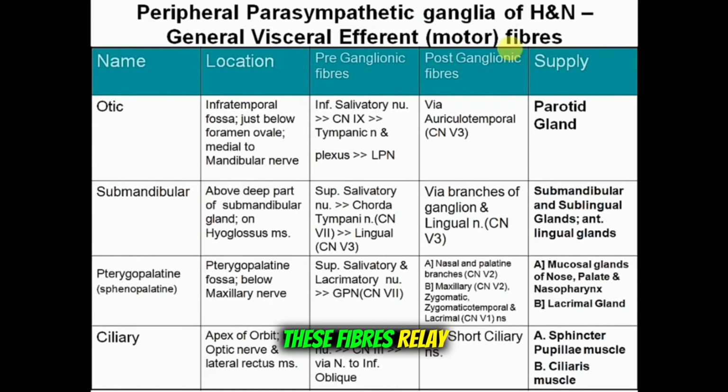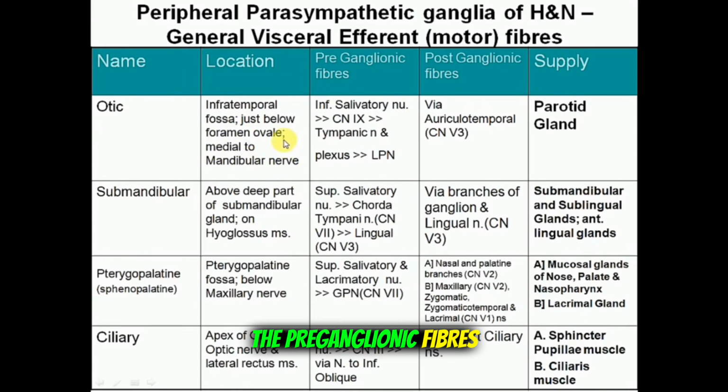These fibers relay in the ganglia, and the postganglionic fibers arising from the ganglia pass via different nerves and eventually supply the glands and the smooth muscles. Now coming to the otic ganglion, the otic ganglion is located in the infratemporal fossa, just below foramen ovale, medial to mandibular nerve.